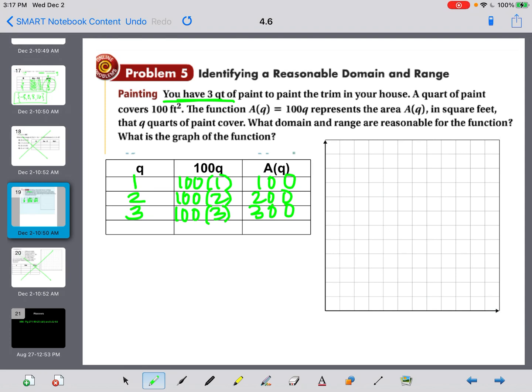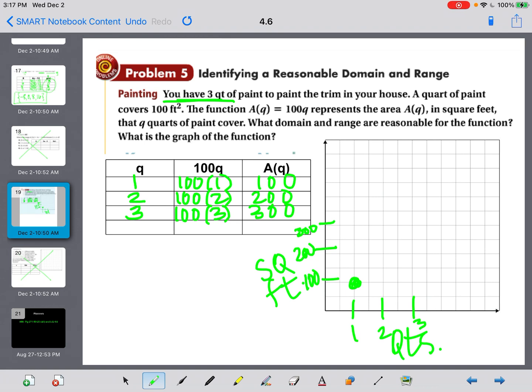And now I'm going to graph those points. On the bottom here, I have my quarts of paint. And on the side, I have my square footage. I'm going to count by 100s over here. And on the bottom, I'm going to count by 1s. So for 1 quart, I'd get 100 square feet. 2 quarts would be 200 square feet, and 3 quarts would be 300 square feet. Zeros would be 0 square feet if you're going that way. And I don't even need an arrow because I can't go any farther than that.